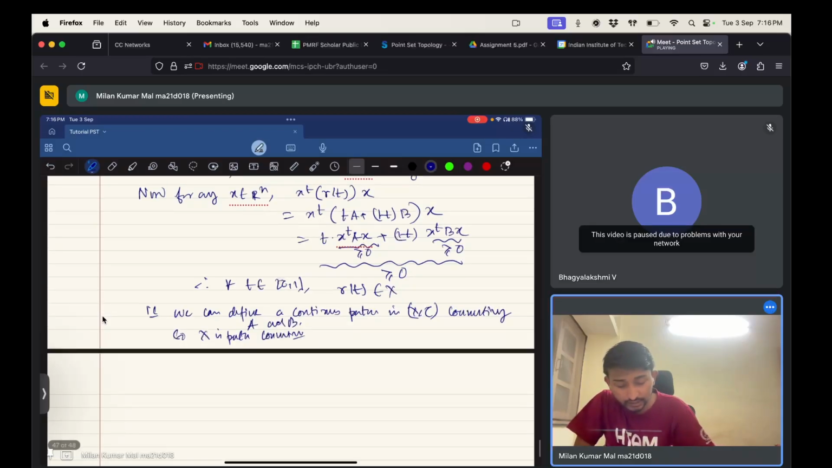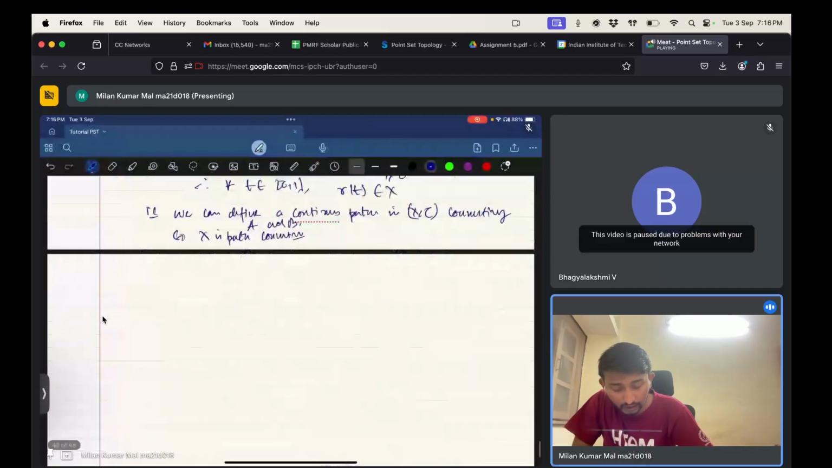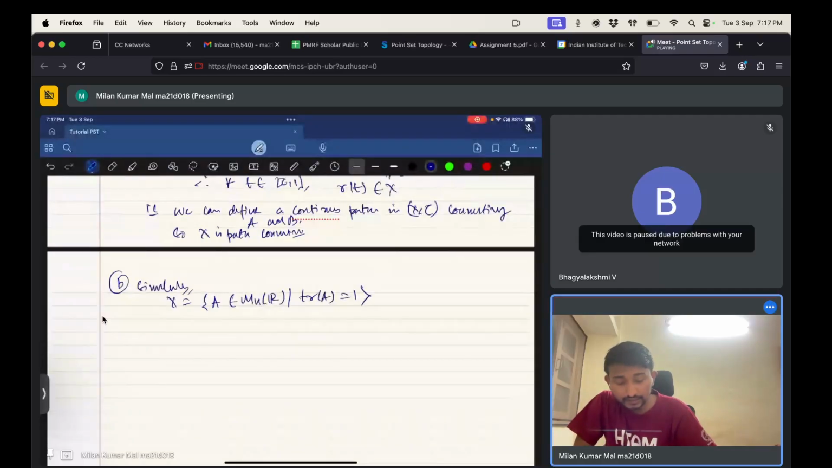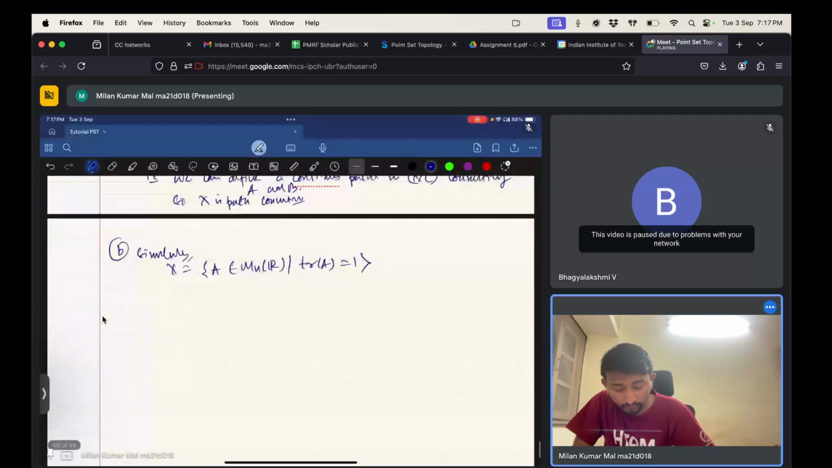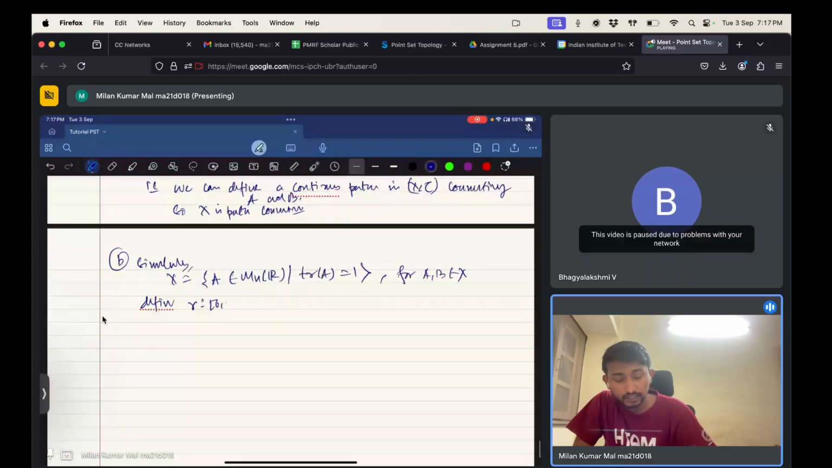Similarly, we can do option B. Take X equal to all those matrices in M_n(R) such that trace of A is equal to 1. Then we have to show, similarly, define gamma: for A and B belonging to X, define gamma from the closed interval [0,1] to X such that gamma(t) equals tA plus (1 minus t)B.